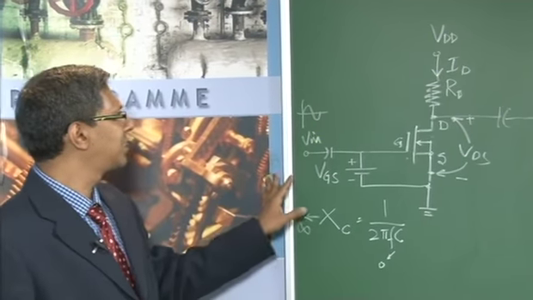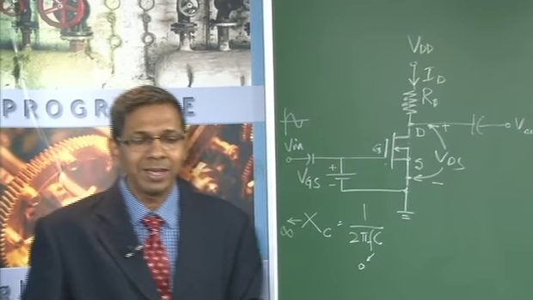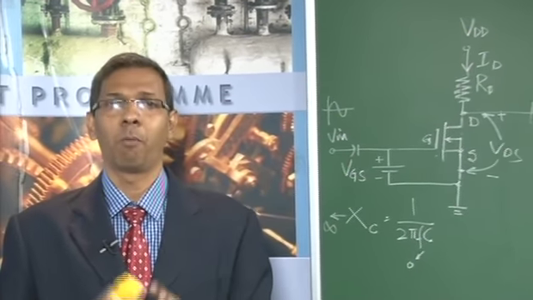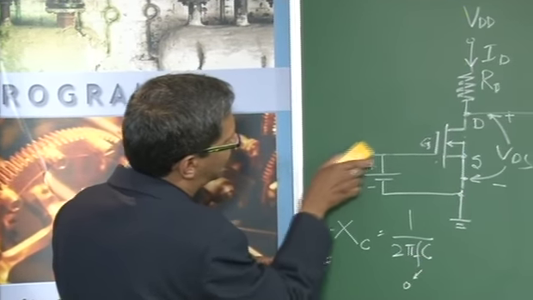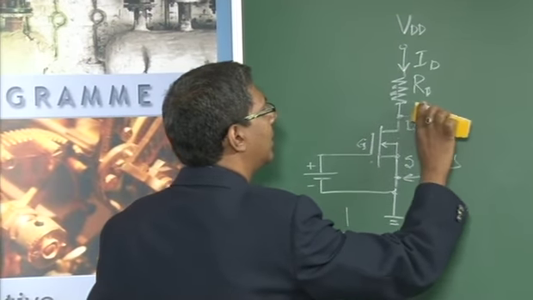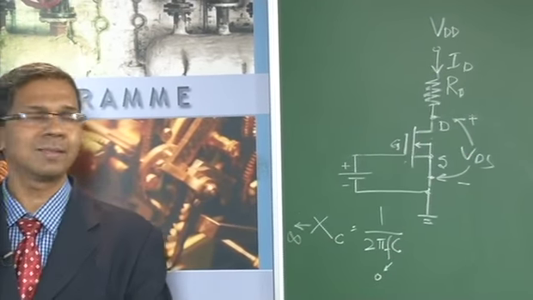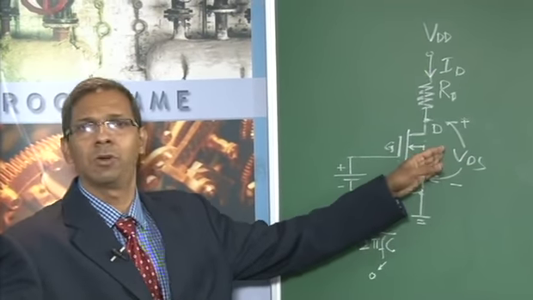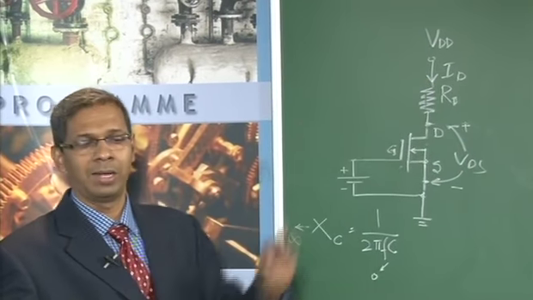Let us only concentrate on trying to find out what should be the value of RD and what is going to be its operating point. Let us start with our actual design goal, which is to find out the value of VDS and ID. As you can see here, what are the unknown quantities? I don't know what VDS is, I don't know what ID is, and I don't even know what RD is.